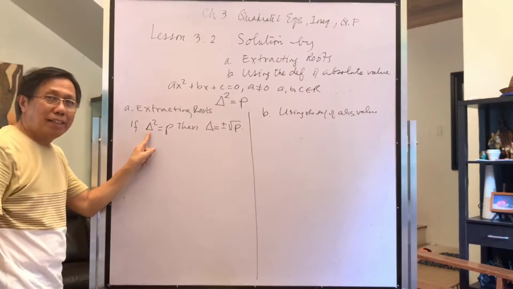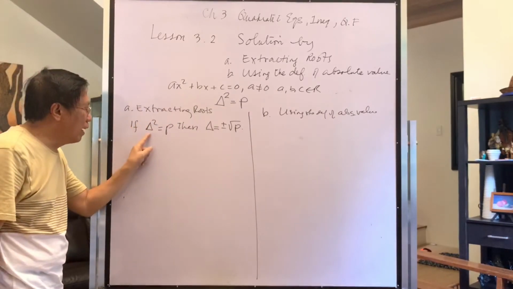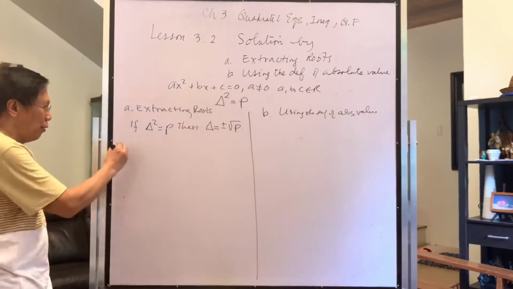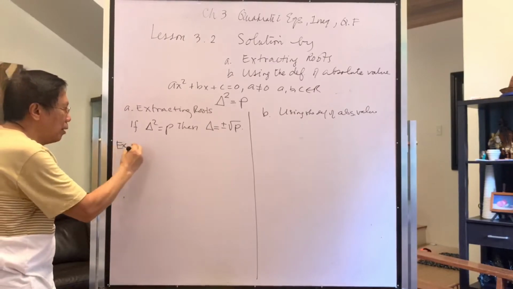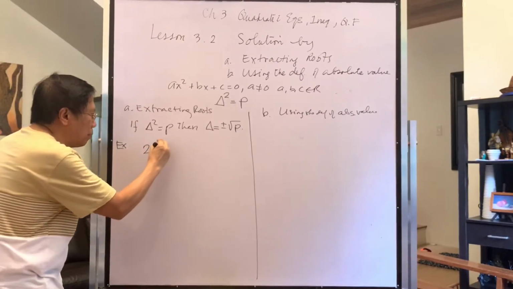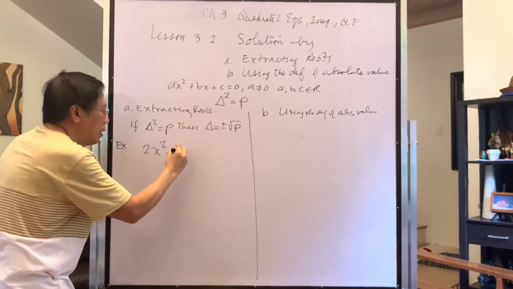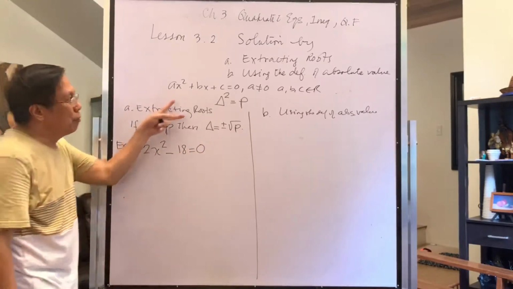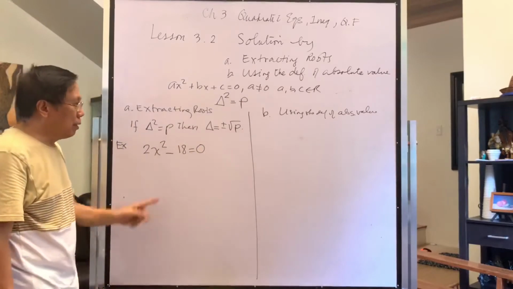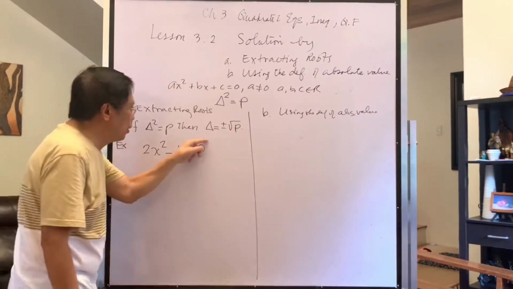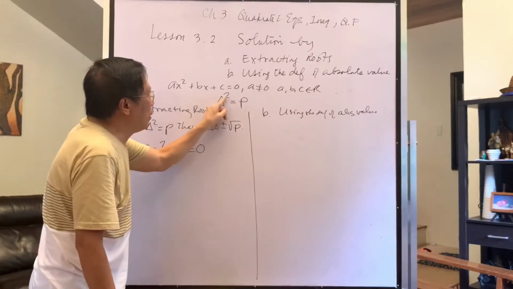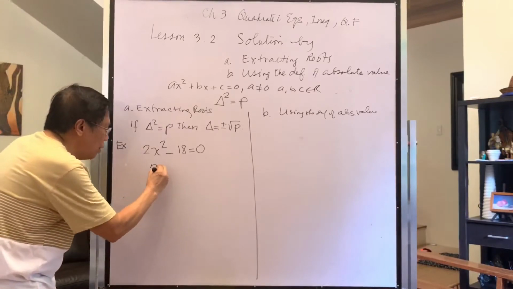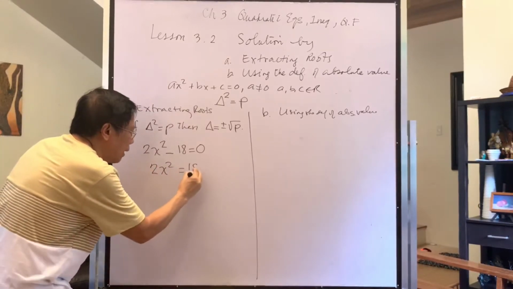We just extracted the square root of this triangle, which will give us triangle equals plus or minus square root of p. For example, suppose we have 2x squared minus 18 equals 0. According to what we have said earlier, we want to express this quadratic equation into the form triangle squared equals p. So first things first, we are going to have 2x squared equals 18.